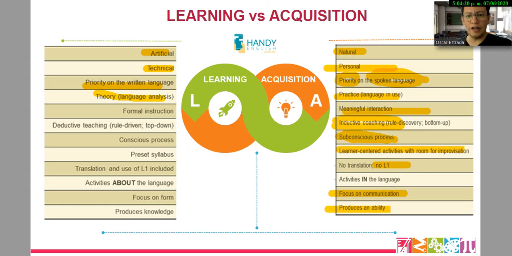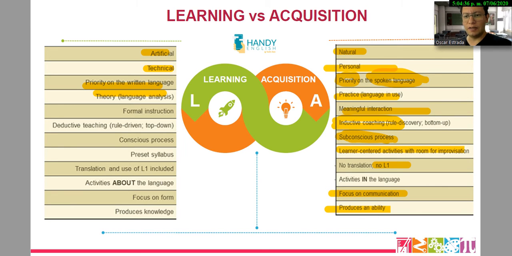Okay, there is theory. We learn theory. There is a language analysis. Sometimes we compare our L1 to our L2. And there is formal instruction. We need somebody to be guiding us through the process of learning.